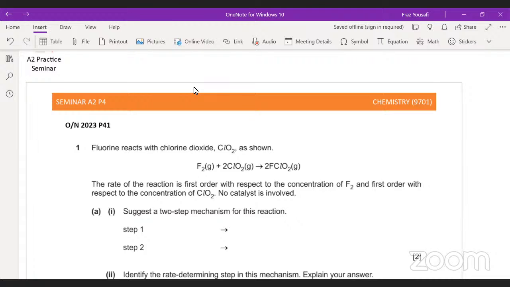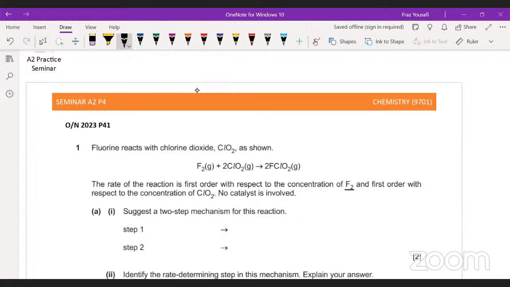Now, generally, when they do something like this, the moment that they tell you this specific point, that it is first order with respect to both of your reagents, you can see in the equation that there's 2 moles of ClO2, but that means that in your rate determining step, you should only have 1 mole of fluorine and 1 mole of ClO2. And since you couldn't do that in the second step of the mechanism, that's their way of specifically telling you that the first step is your rate determining step itself. So, for example, because it's first order in both, that means my first equation will be F2 plus ClO2.